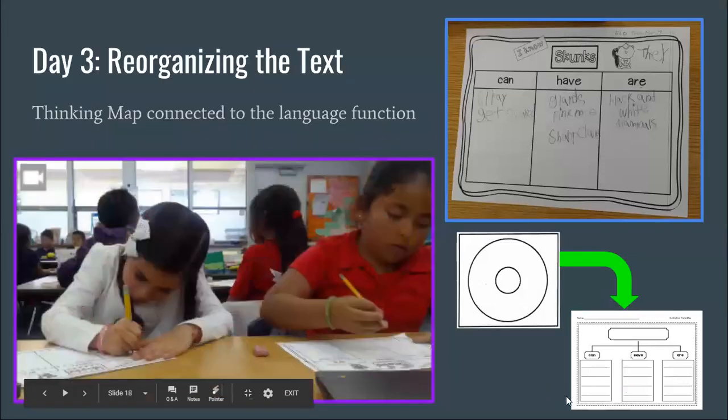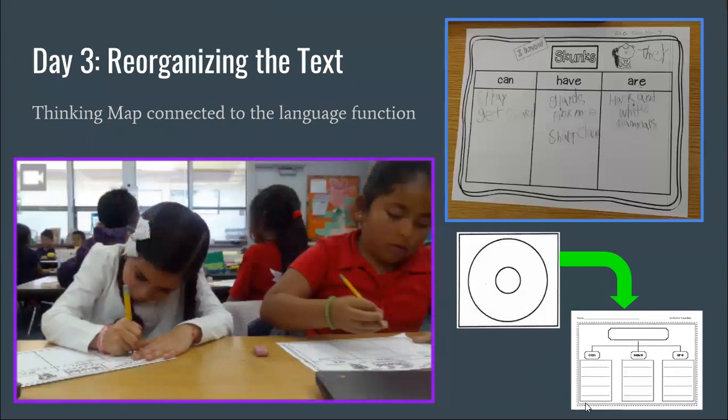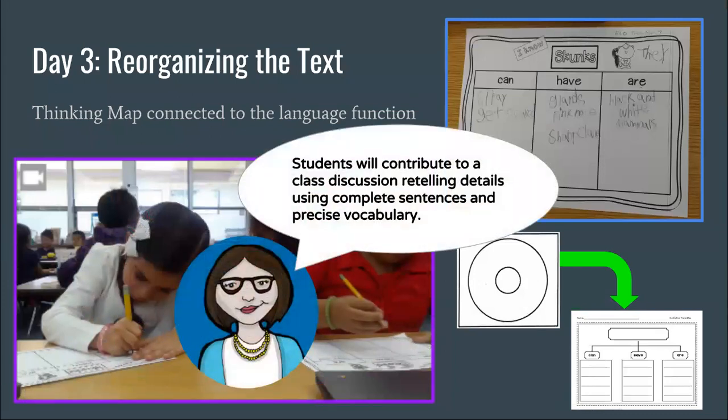So they move on from this to day 3, which is reorganizing the text. So they're taking it from their talking, and they're actually going to move into writing. So they contribute to a class discussion where they retell details and use complete sentences and precise vocabulary. And I think that both of these examples really show the use of the precise vocabulary in an authentic context.